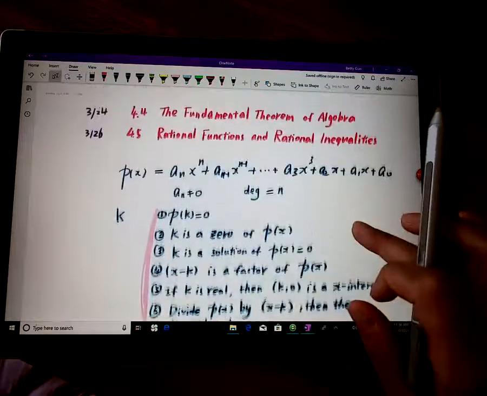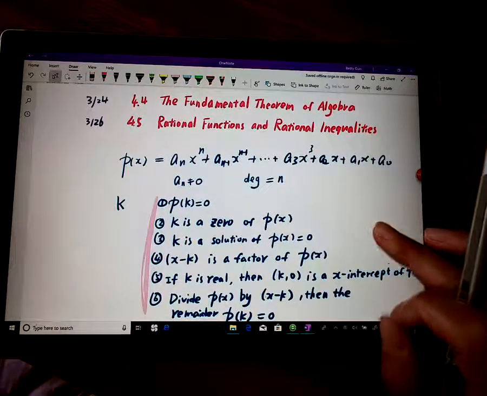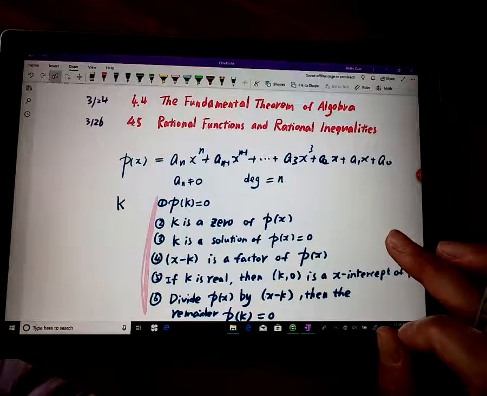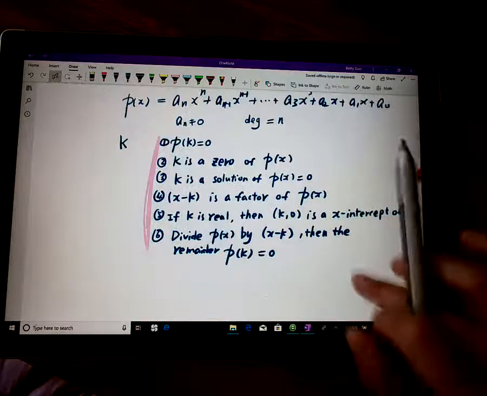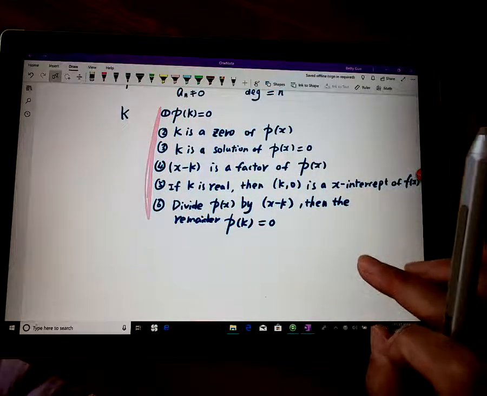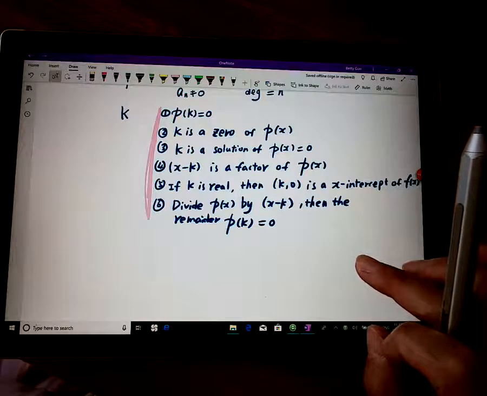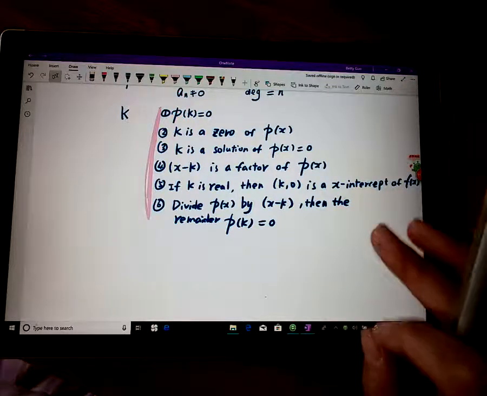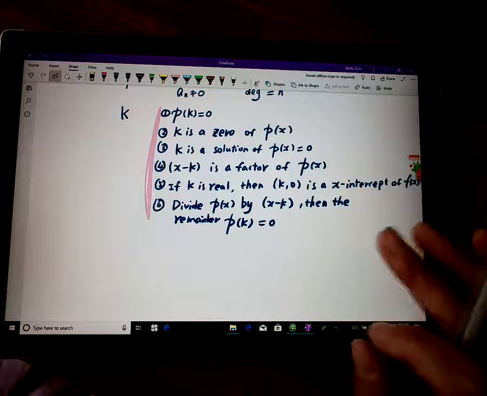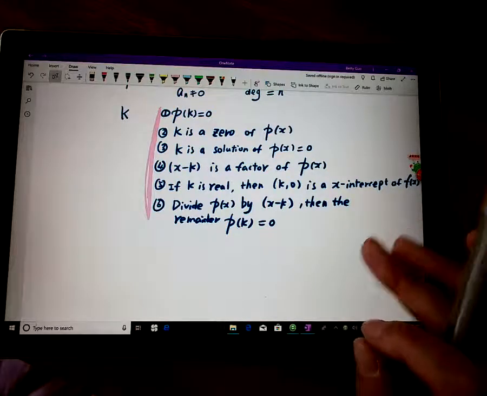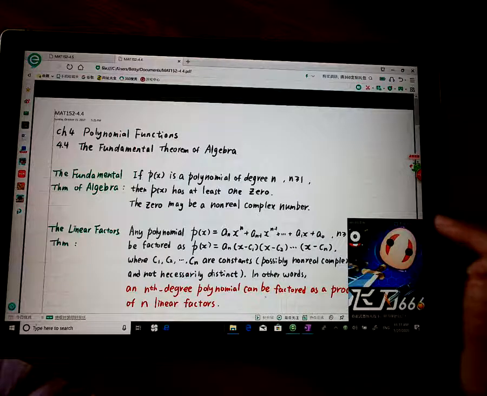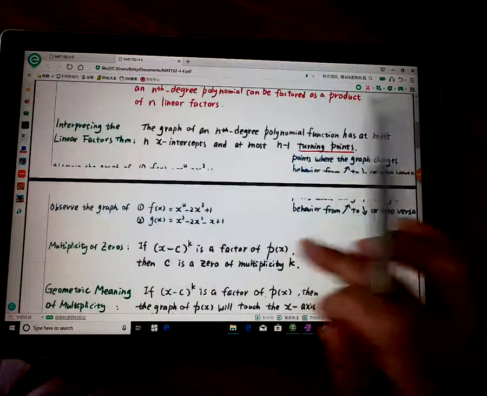Let's see section 4.4. The title of this section is the fundamental theorems of algebra. In this section, we are going to learn a few important theorems, and then we're going to look at 3 examples. And I recommend, as usual, repeat those examples. Let's look at those theorems.